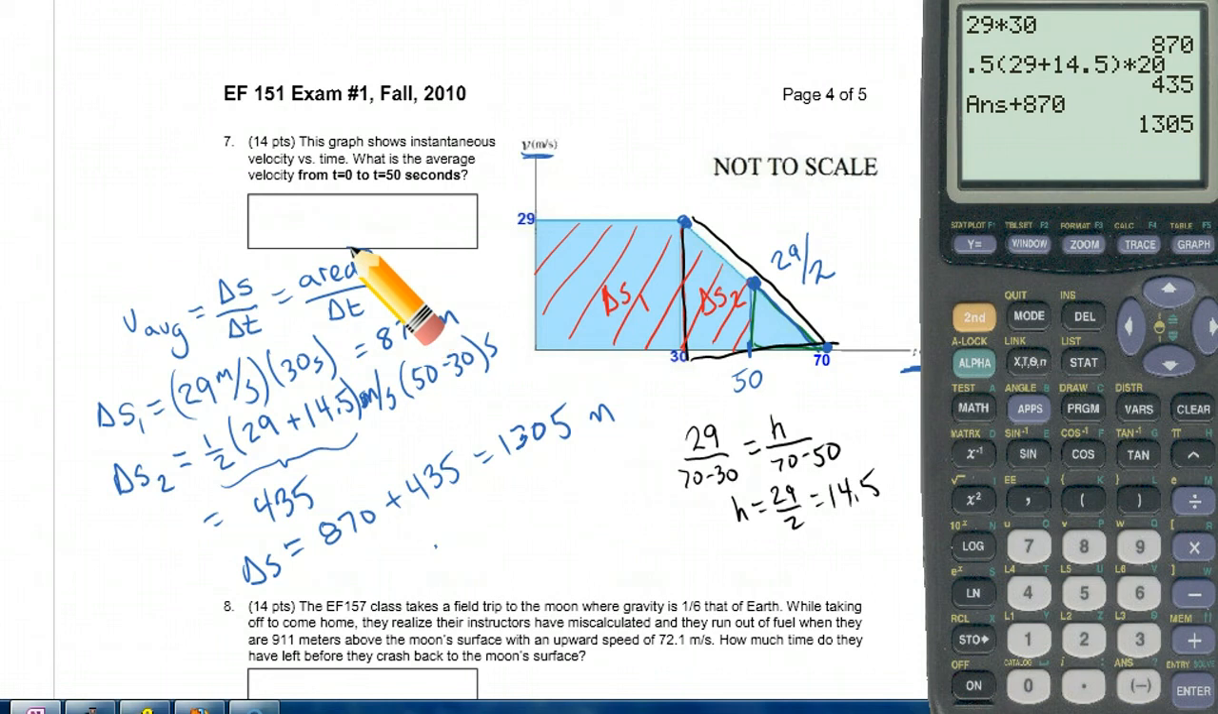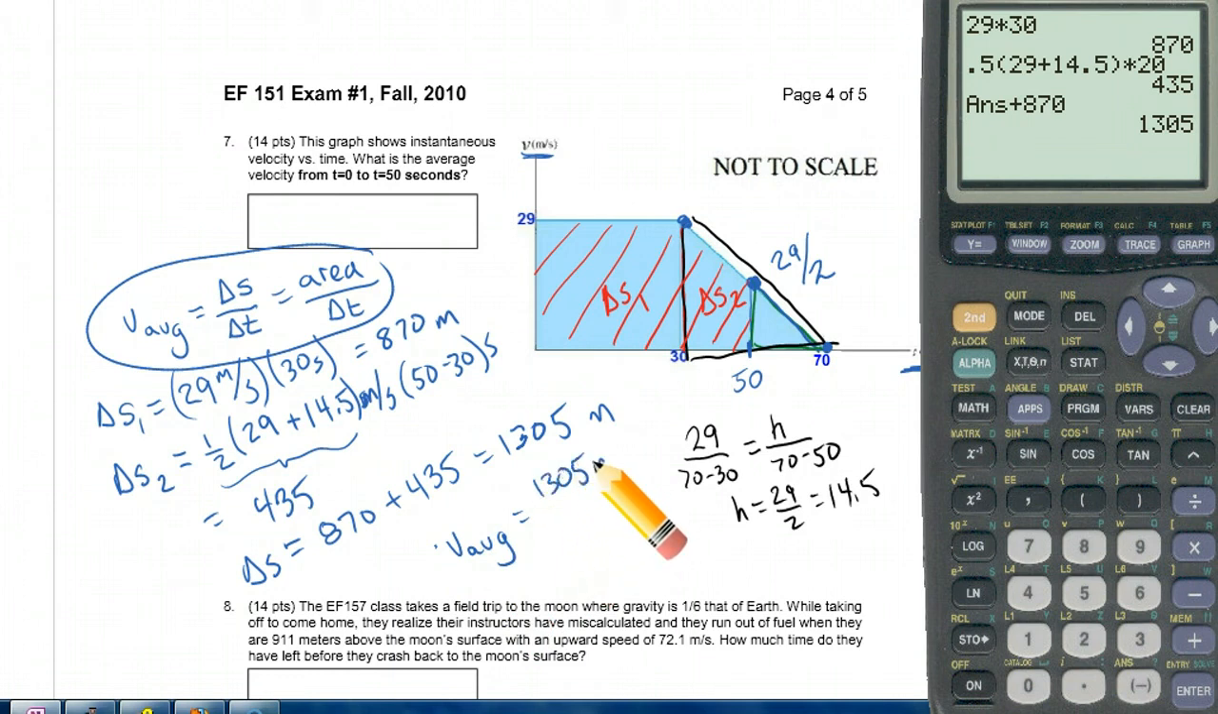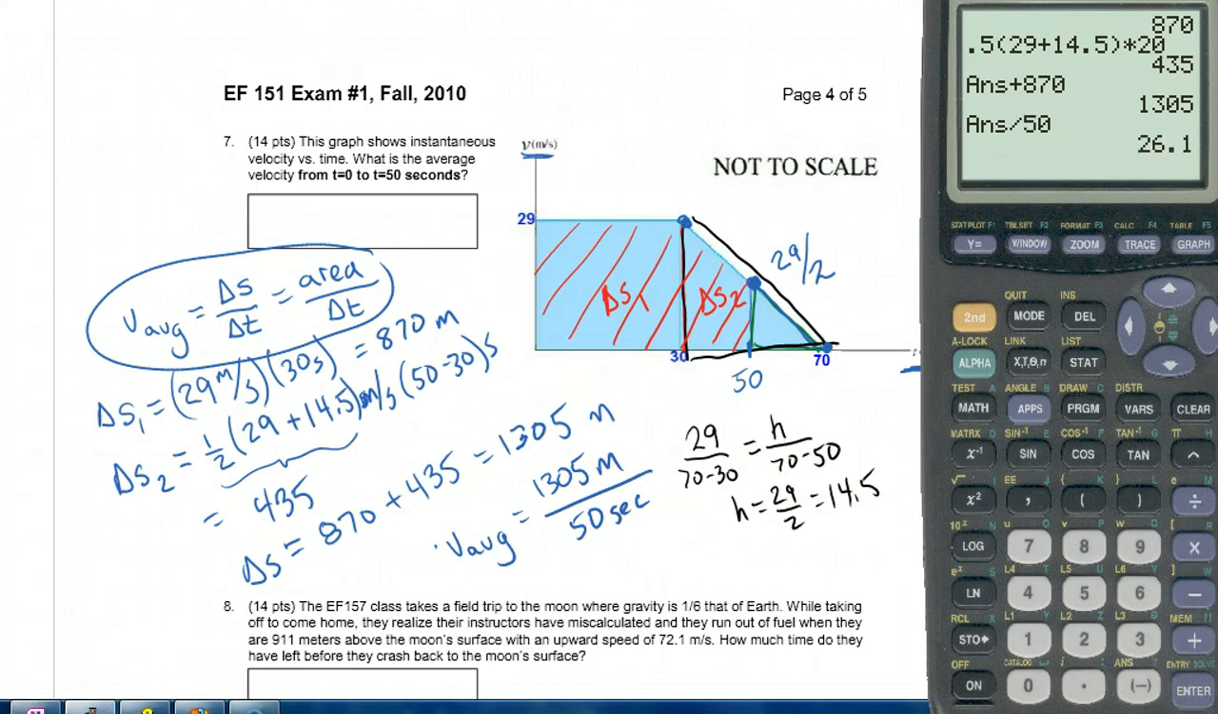My velocity average was this equation. Okay, so velocity average is going to be 1305 meters over 50 seconds. 26.1 meters per second. That's my final answer. So a good hint on the test would always be to double check what's being asked for and double check that you have units.